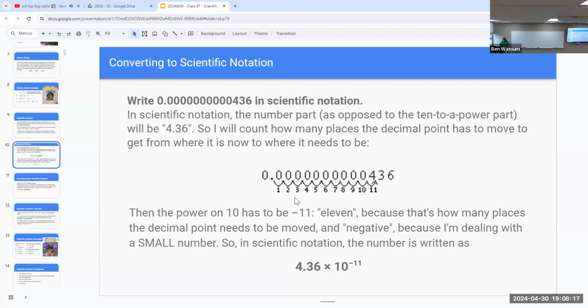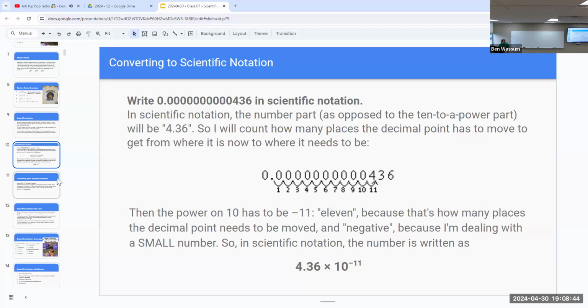Anytime you have a very large number, like on the previous slide, there was 12 followed by 12 zeros, that would have a positive exponent. Okay. That's how you would take a number and convert it into scientific notation.